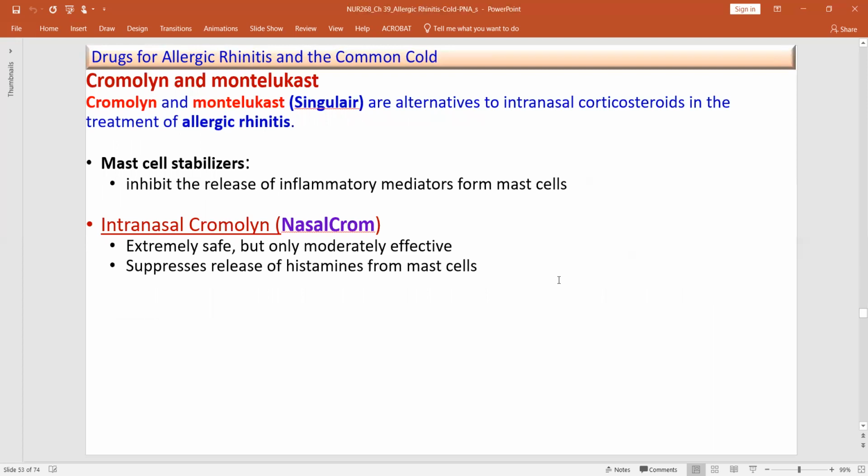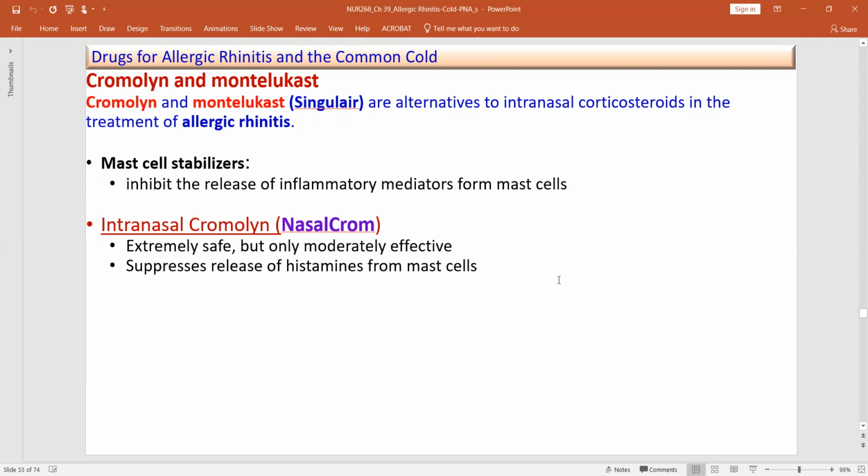Cromolyn and montelukast. Montelukast, Singulair, is a very commonly and widely used drug. That's an alternative to using the intranasal corticosteroids in the treatment of allergic rhinitis. These are mast cell stabilizers. They inhibit the release of inflammatory mediators like histamine, leukotrienes, and prostaglandins as well.